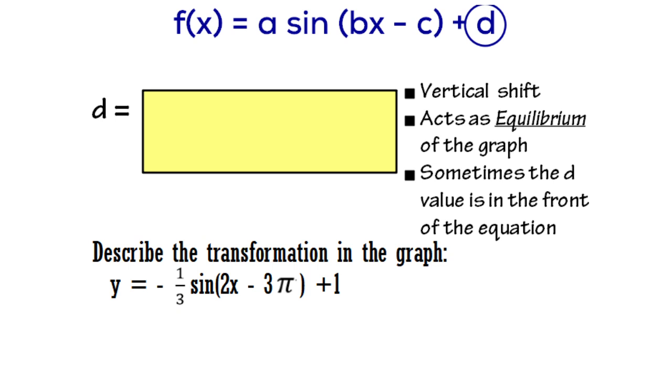This one is the d value at the very end, and we know from all of our other functions that that's a vertical shift. It's outside the parentheses, so we do what it says. If it's a plus, we go up. If it's a minus, we go down.